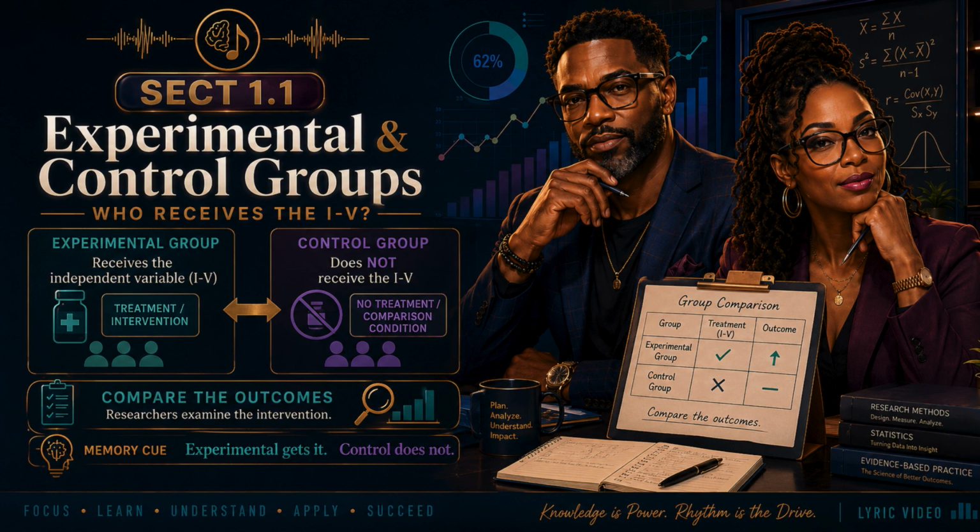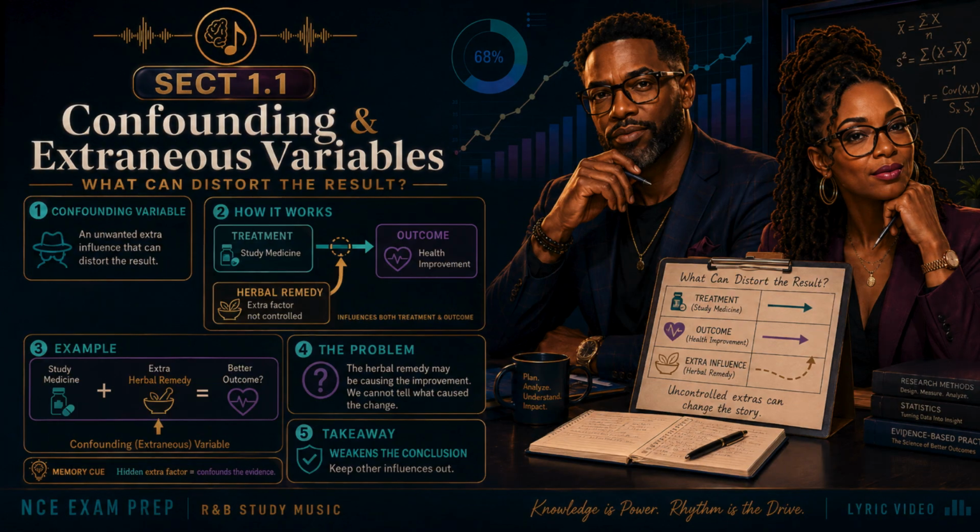What unwanted factor can distort the result? An extraneous or confounding variable. It may influence the treatment and the outcome too. Then we cannot tell what caused the change we view. A client takes the study medicine and an extra herbal remedy. What is the extra remedy? A confounding extraneous variable. It weakens the conclusion. Keep other influences out. Protect the experiment. A hidden extra factor can confound the evidence.